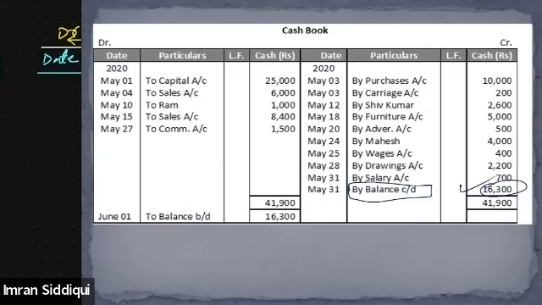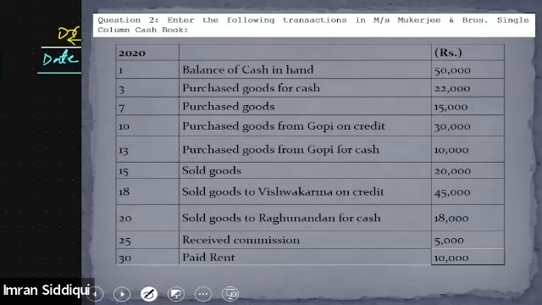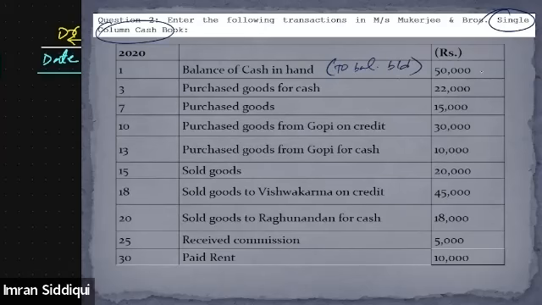All right, so this was all about single column cash book. We have one more question based on the same concept. So I want you to try this question as well. Question number 2. In this question also, we need to prepare the single column cash book again. In the question, it says balance of cash in hand. This is the opening balance. This is the to balance b/d. 50,000 is the opening balance. Purchase goods for cash.